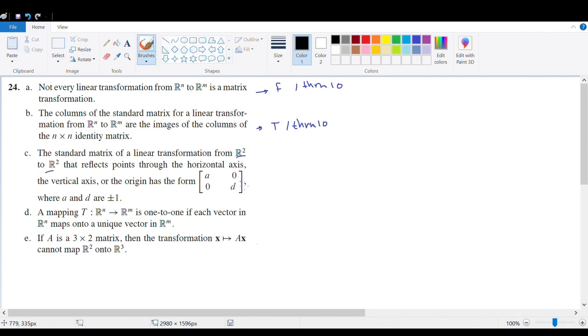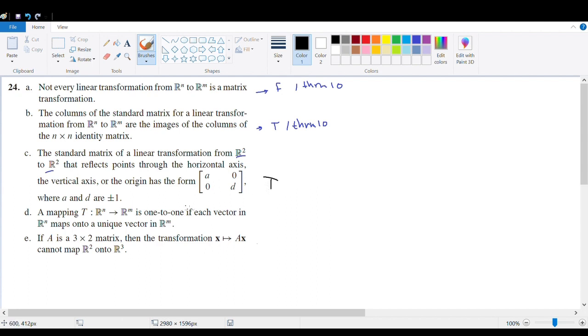So in C we see that the reflection through the horizontal axis, that means we need to reflect through the x1 axis, so x2 will be changed, so we will get 1, 0, 0, minus 1. Reflection through the vertical axis, so that means reflection through the x2 axis, that means x1 will change, will be minus 1, 0, 0, 1. Then reflection through the origin, x1 and x2 will be changed, both of them. This will be minus 1, this one will be minus 1. So this statement is true.